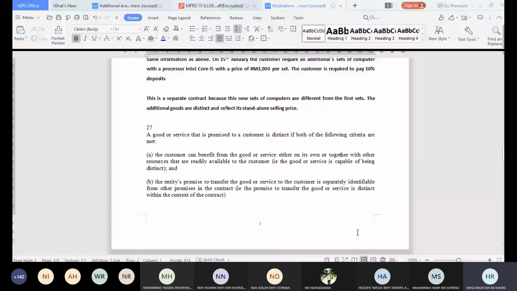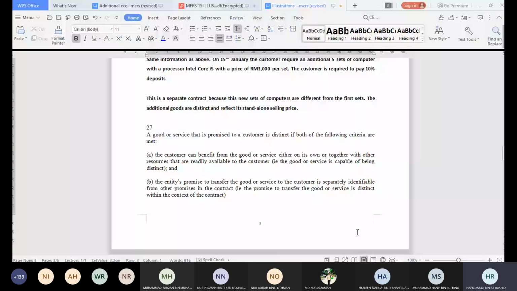The only difference is in the first one, when you create a new contract for additional goods or services, your original contract is still on. In addition to your original contract, you will write a new contract. But the bottom one, you will terminate the original contract, and then you write a new contract. So that is the difference.